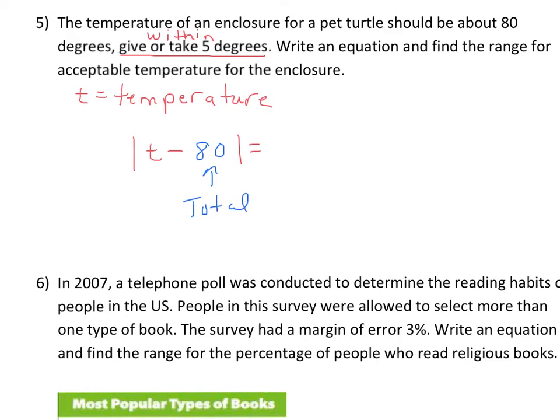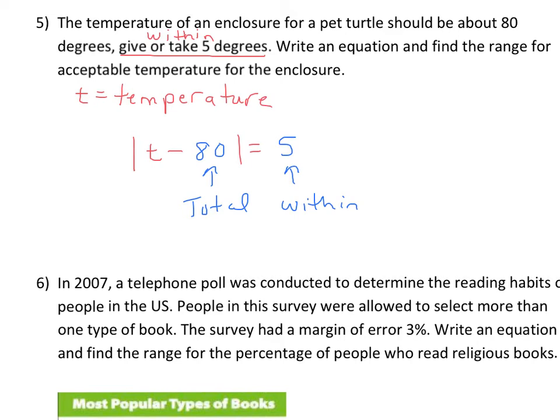Okay, and what I call the within number, how many degrees do we need to be within? We need to be within 5. We'll always go on the outside. Okay? All right, so now we're going to solve, okay?